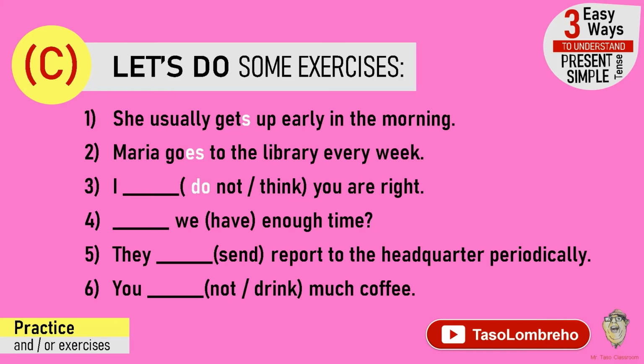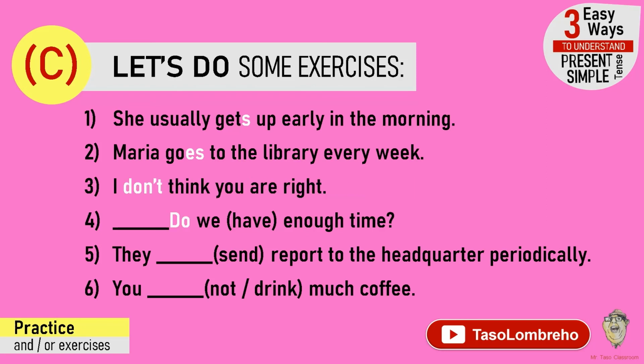Number 3, the subject is I. We have to make a negative sentence. Then we choose do as our auxiliary verb, followed by not. So I don't think you are right. Number 4, we have to form a question sentence. Yeah, because the subject is we, then we have to choose do as our auxiliary verb and place it at the beginning of the question because it is a question sentence. So, do we have enough time?